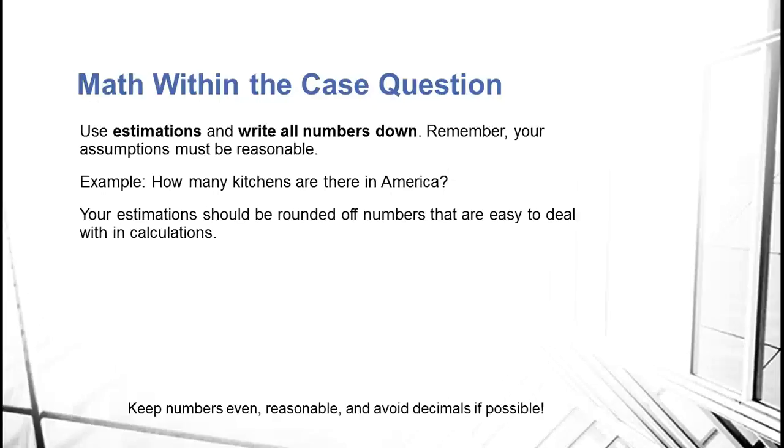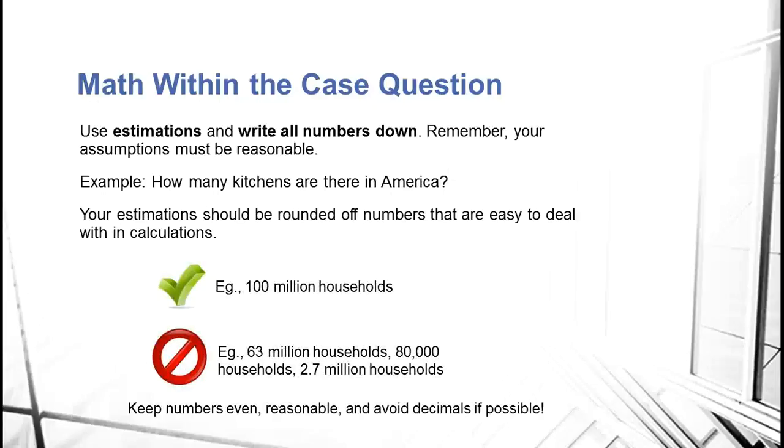Another thing to note is that your estimation should be easy to deal with numbers. So here I have the example of how many kitchens are there in America? We always use this proxy of households. It comes up time and time again. It's not necessarily the only estimation you'll need to make, but it's a really important one. So number of people in your country and number of households, very important estimations to bring with you.